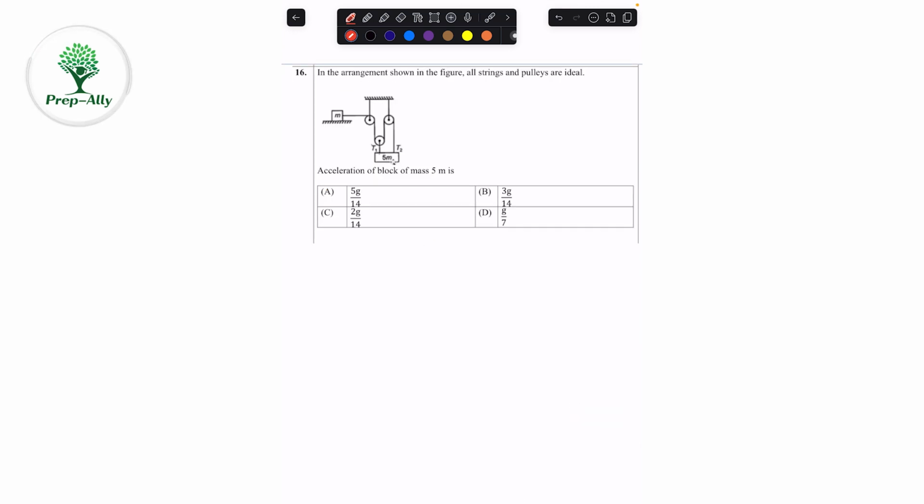Hello students, we are going to solve 16th question of PAVE exam. In this question it is saying the arrangement shown in the figure, all the strings and pulley are ideal. We have to find acceleration of block 5 kg, and this is our arrangement. So we'll take this figure.